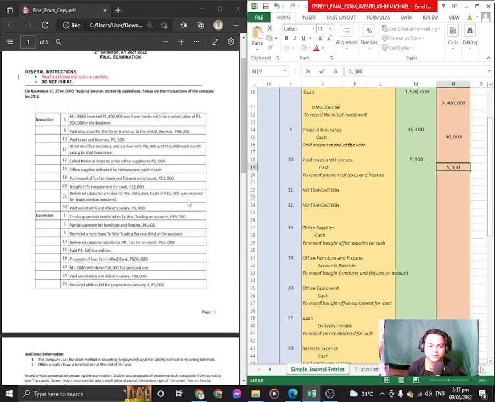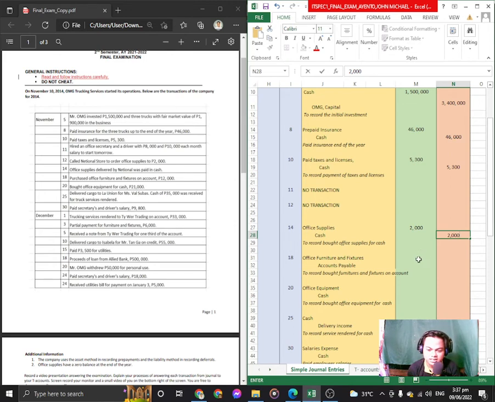Office supplies delivered by National was paid in cash. The amount is 2,000 pesos. It was delivered and paid through cash, so for our credit, cash is 2,000 pesos, to record the office supplies bought for cash.